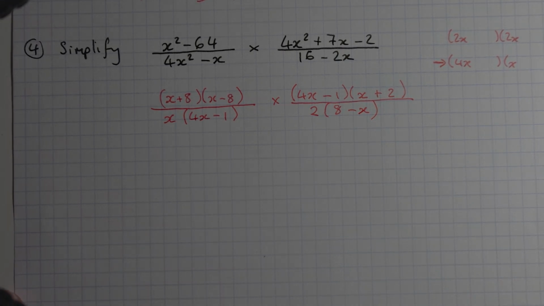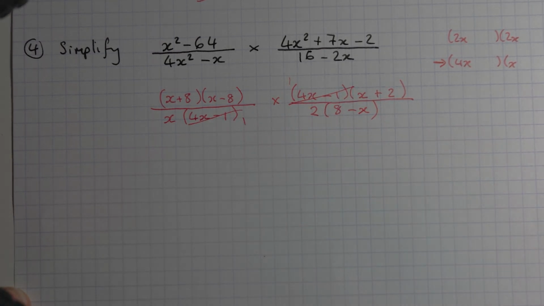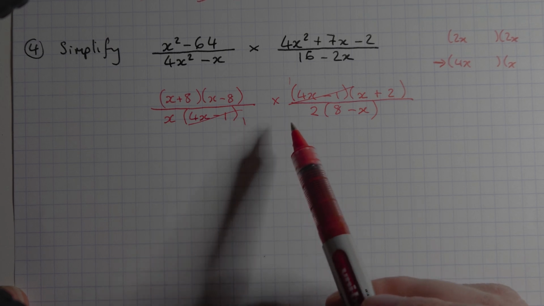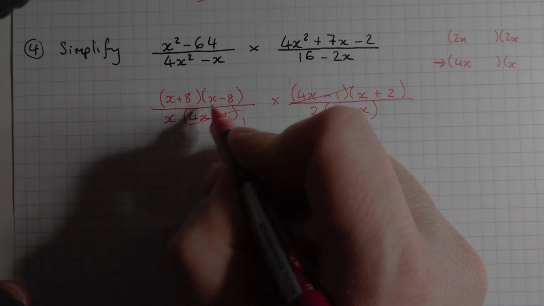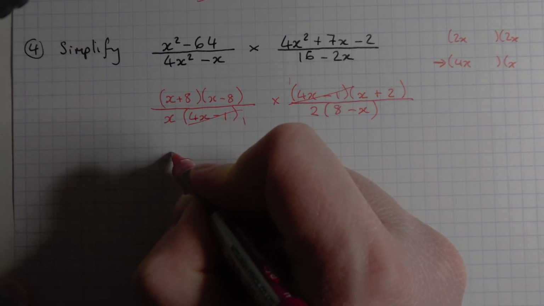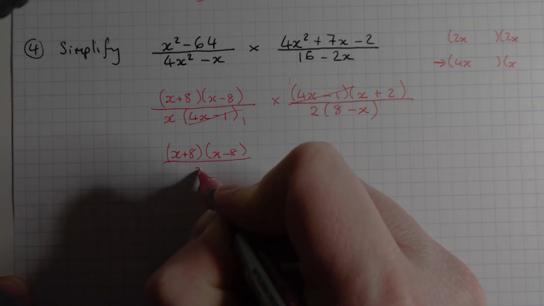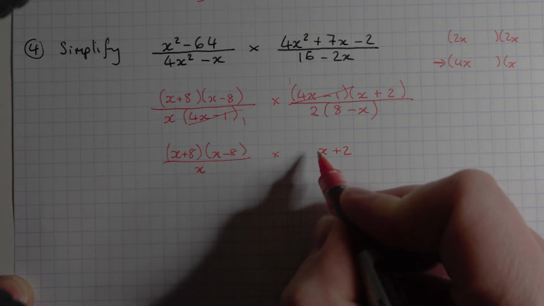Now, it doesn't look like a lot's cancelling out here, but I have got that will cancel with that if I divide top and bottom by 4x minus 1. Remember, it doesn't matter which fraction it is. As long as it's something on the top and something on the bottom, it doesn't matter if it's a top of one of the fractions and a bottom of the other one. And then it looks like that's all. However, I'm going to do something kind of clever here. Let's keep this one the same. So at the moment I've got x plus 8, x minus 8, and an x on the bottom, and that's cancelled out. Over here I've got an x plus 2.